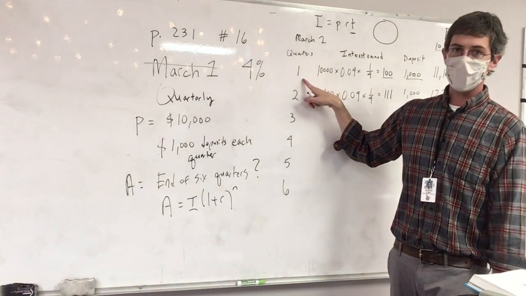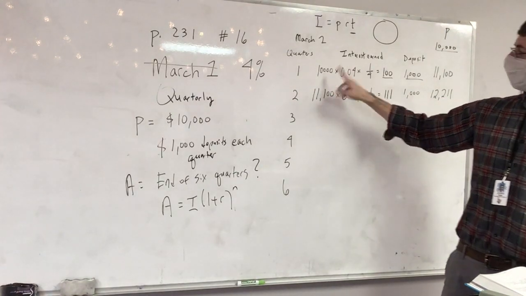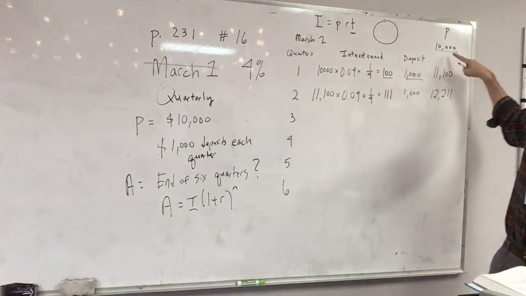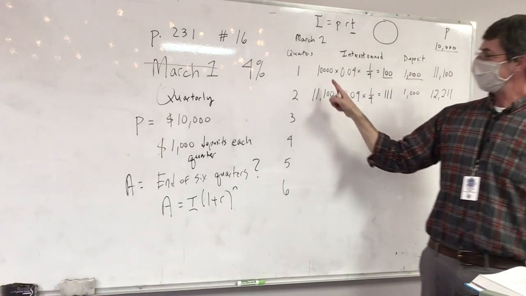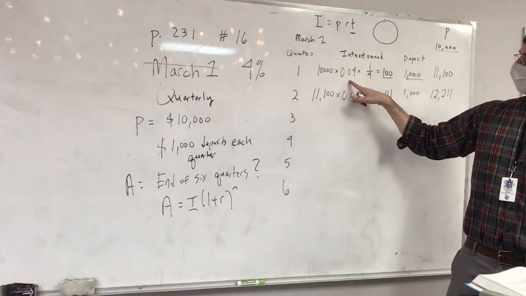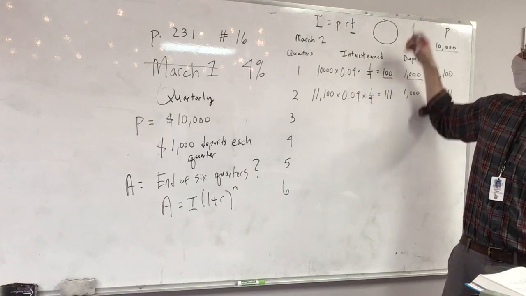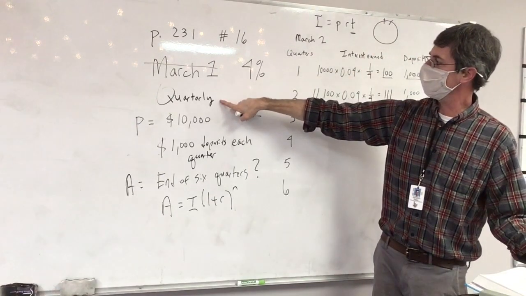So for each quarter, at the end of each quarter, we're going to determine how much interest was earned at the end of each quarter. So we're going to use our I is equal to PRT. Our initial principal is $10,000. So we have our $10,000. The interest rate is 0.04, and our T here is 1/4. And the reason that's 1/4 is because the interest is compounded quarterly.